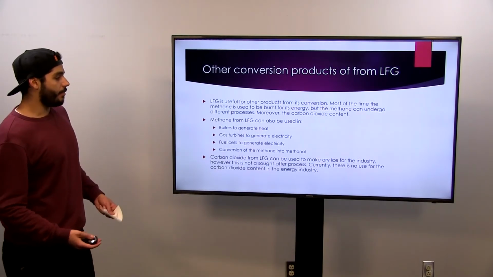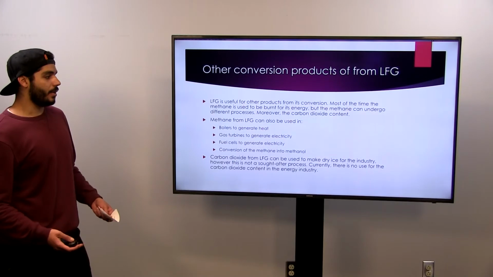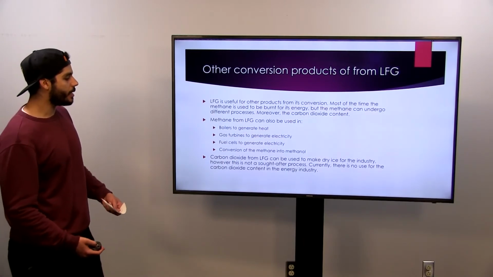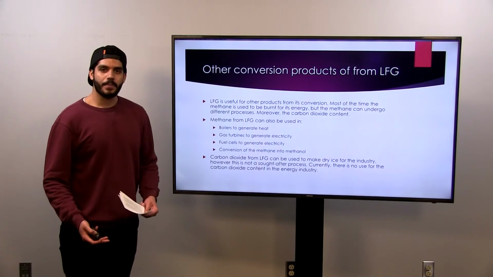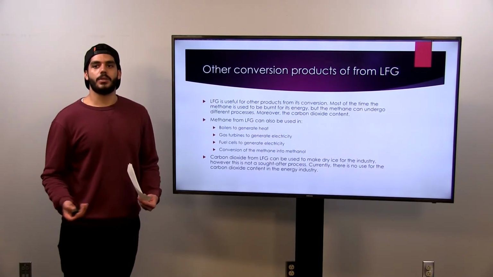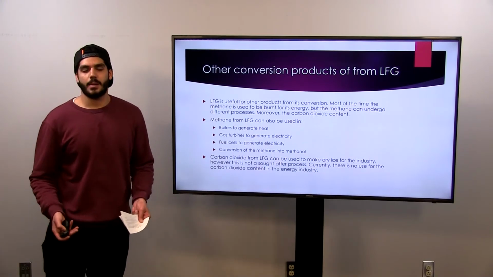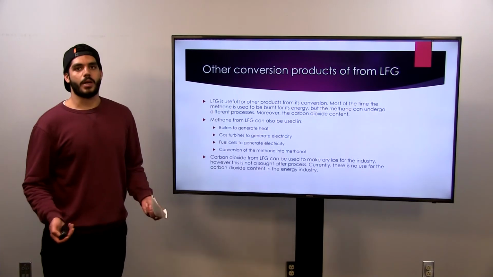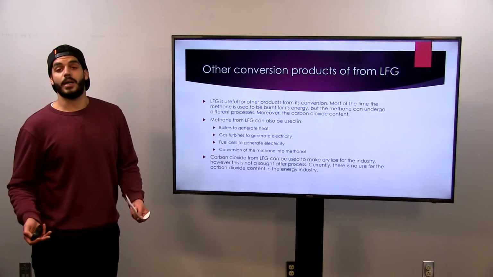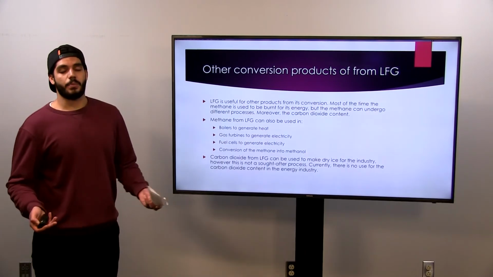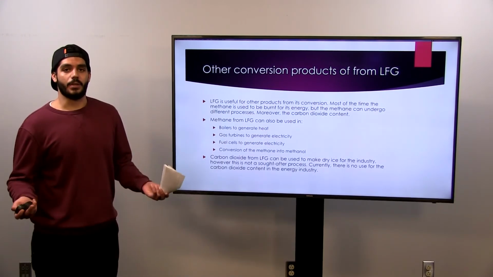Now, the carbon dioxide from landfill gas can be used, but right now there is no particular use for it in the energy industry, such that this carbon dioxide siphoned out of the landfill gas could be used to create dry ice, for example. And this isn't a very sought after method of producing dry ice because it's not a very effective way of producing carbon dioxide. As we can see, this carbon dioxide is produced as a byproduct of human waste.